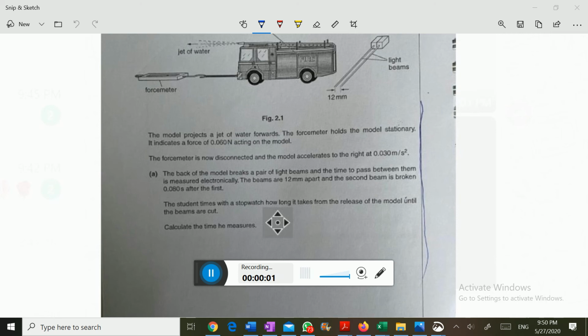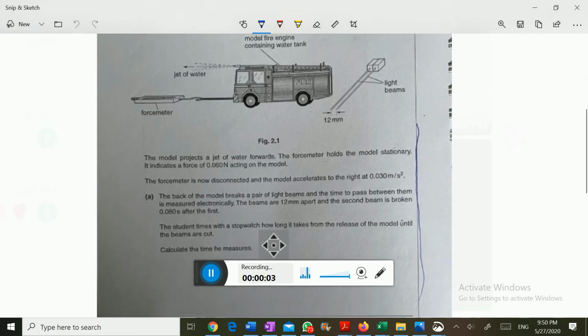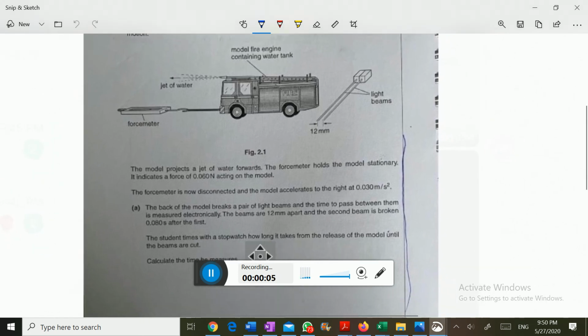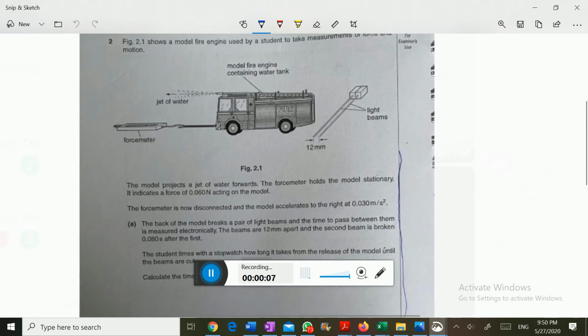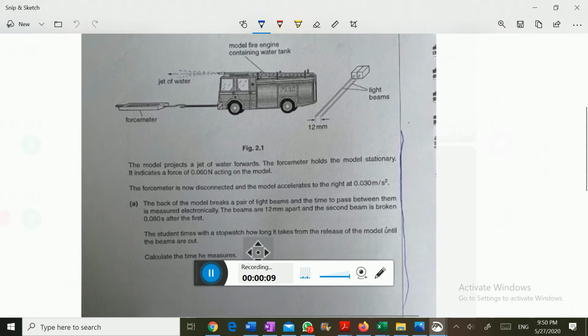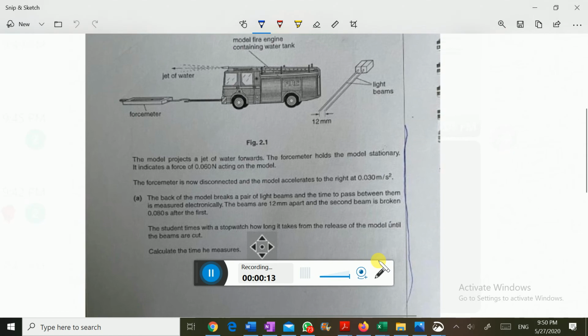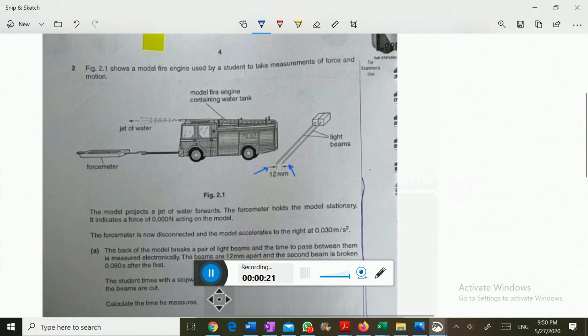Hi guys. This question is about a motion sensor, or we can describe it as a motion sensor. Let me first of all describe what will happen here. Here we have two beams of light, guys. This sensor is connected to a timer. Okay.